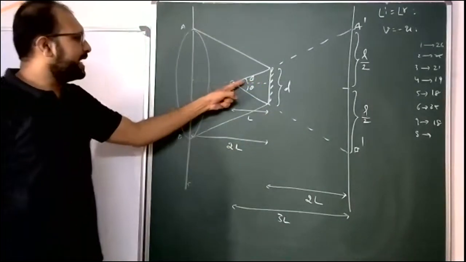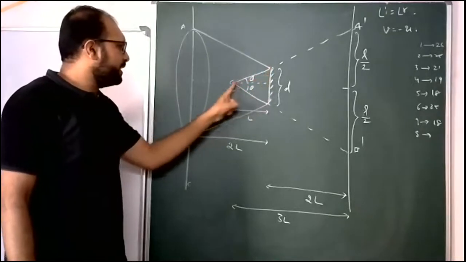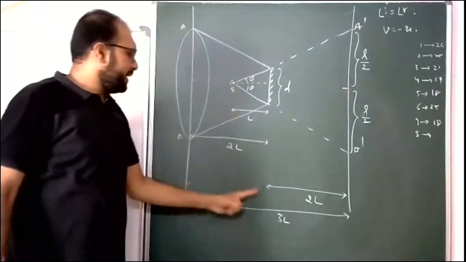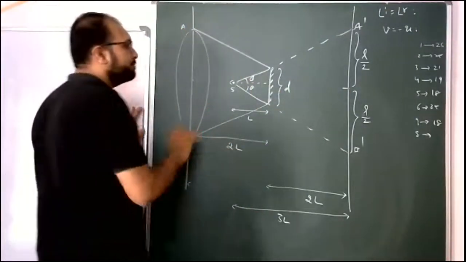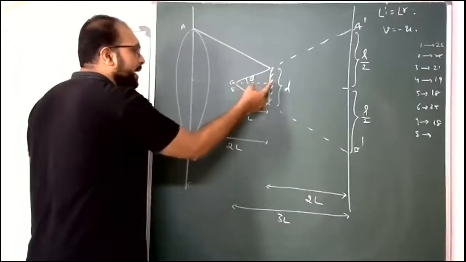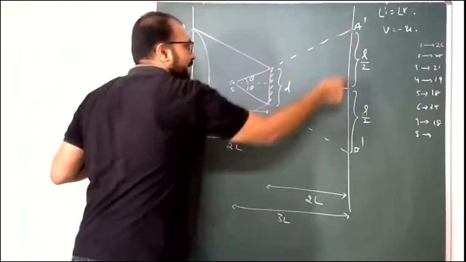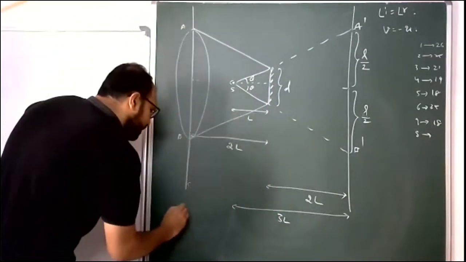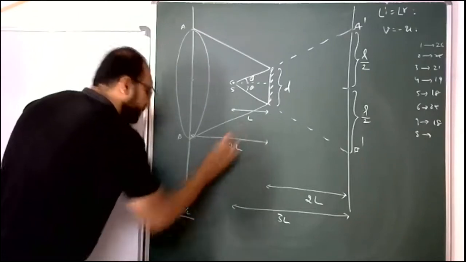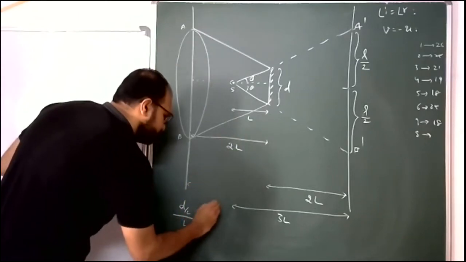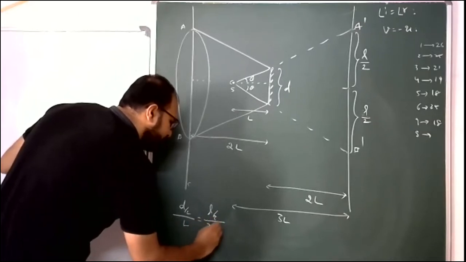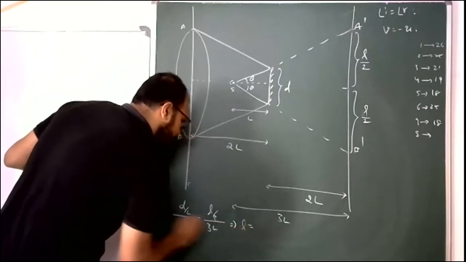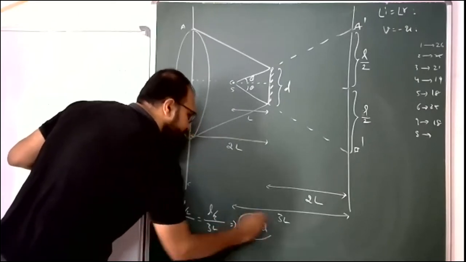Tan theta equals d by 2 divided by capital L, which is L by 2 divided by 3L. So tan theta equal to d by 2 divided by capital L, equal to L by 2 divided by 3L. The 2 cancels out, so L equals 3D.